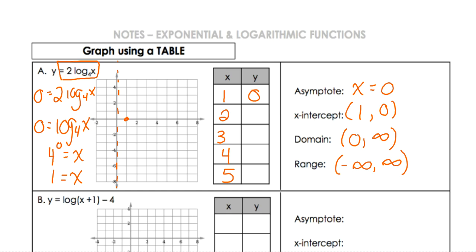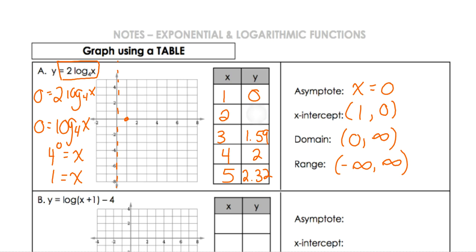So when I plug in a 2, I get out a 2. When I plug in a 3, I get about 1.59. Again, using my calculator, 2 times log base 4 of whatever number I'm plugging in. When I plug in 4, that one I could do in my head. Log base 4 of 4 is 1, times 2 is 2. And then when I plug in 5 for x, I get about 2.32. So I can plot these points on my graph here and start to get an idea of what's going on here.